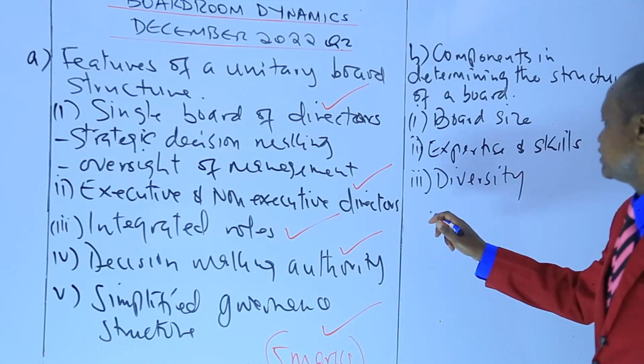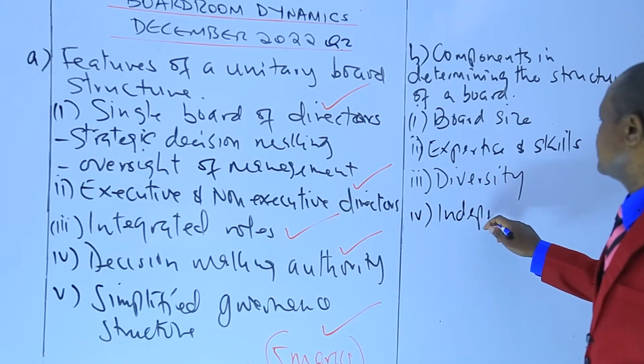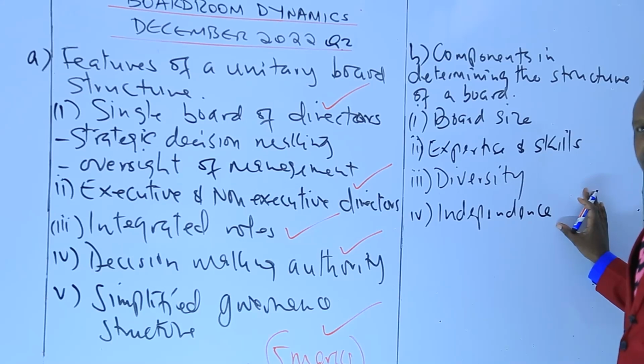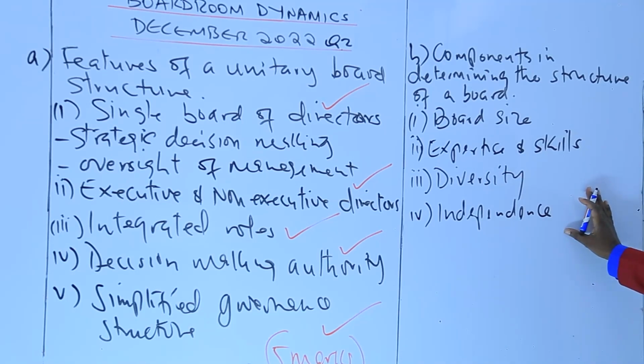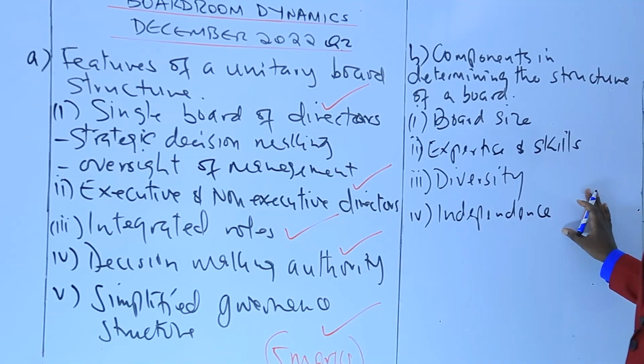The 4th component is independence. When constituting a board, it's important to ensure a sufficient number of independent directors on the board to provide unbiased judgment and oversight of management.